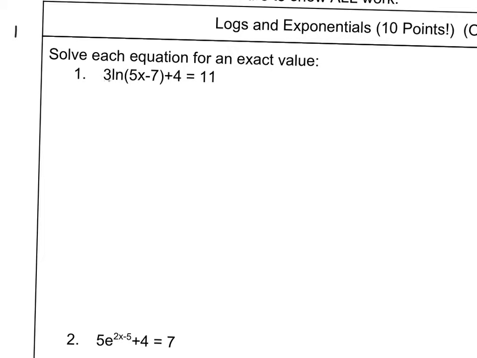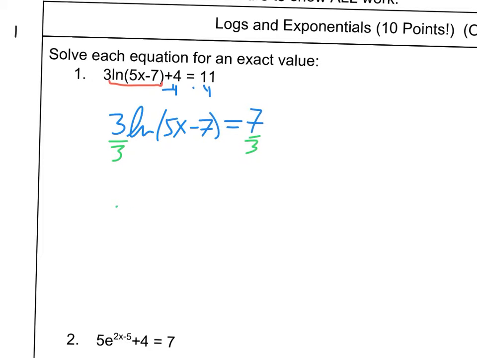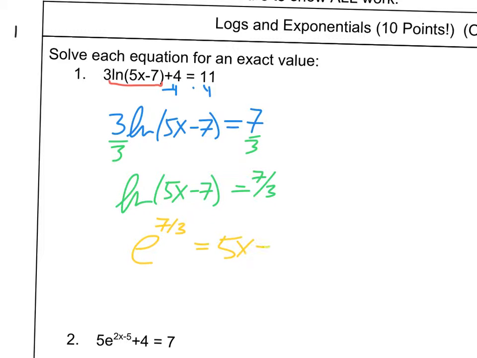First thing we do is get this log by itself. And in looking here, we're going to do -4 to both sides. So I get 3 times the natural log of 5x minus 7 is equal to 7. I'm going to divide both sides by 3, to get the natural log of 5x minus 7 is equal to 7 over 3. To get rid of the natural log, I'm going to convert this to exponential form. So that's going to be e to the 7 over 3 is equal to 5x minus 7.